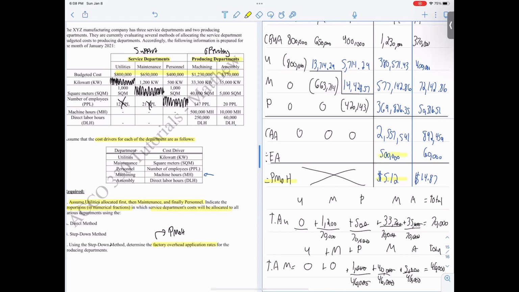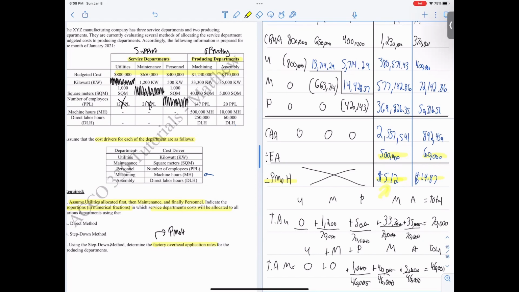The predetermined rate tells you the amount that you're applying for each one unit of activity. So for every 1 machine hour in the machine department, we apply 5.21 in overhead. For every 1 direct labor hour in assembly, we apply 14.87 in overhead. We've used the predetermined rate to find the rate per hour that we will use to apply to our jobs in the respective departments throughout the year. And that is how you calculate the predetermined overhead rate.